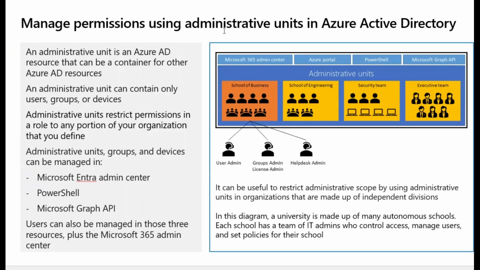Now, managing permissions using administrative units in Azure Active Directory. From the Office 365 portal, we can manage these permissions, but from the Azure side, we'll be able to manage that as well. Administrative units in Azure AD are resources that can be a container for other AD resources. An administrative unit can contain only users, groups, and devices. Administrative units restrict permissions in a role to any portions of your organization that you define.